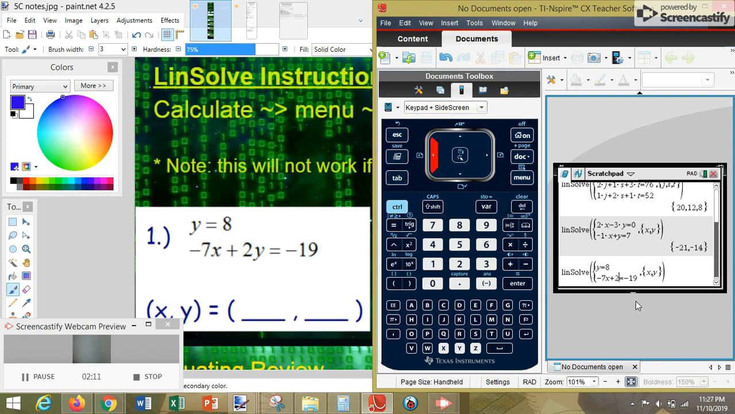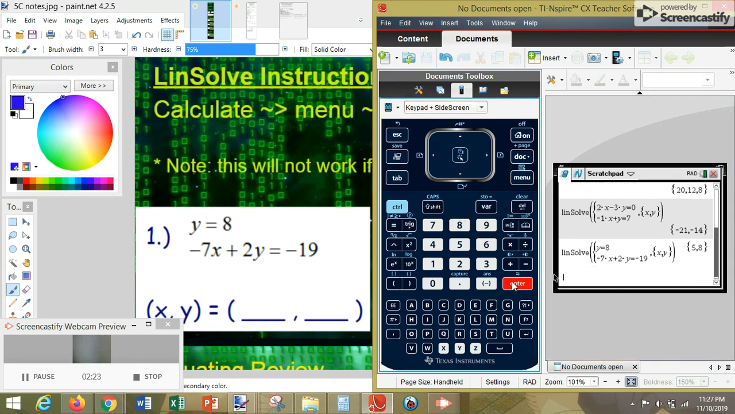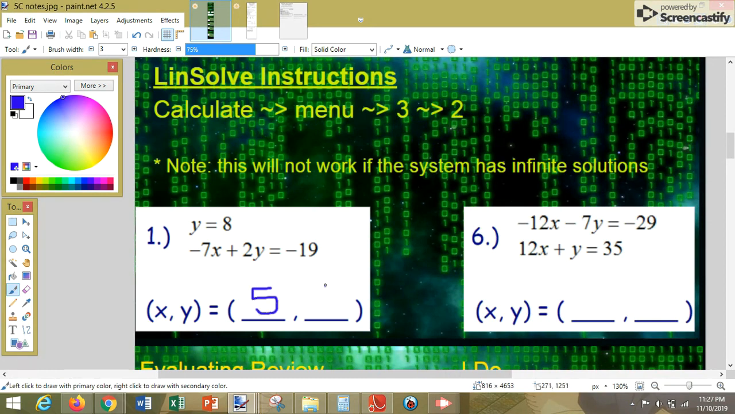The next step, make sure that you've typed everything in exactly how it looks here. Once you've double checked, go ahead and press Enter. That's your solution. X equals 5, y equals 8. So our intersection is 5, 8. That's our solution.